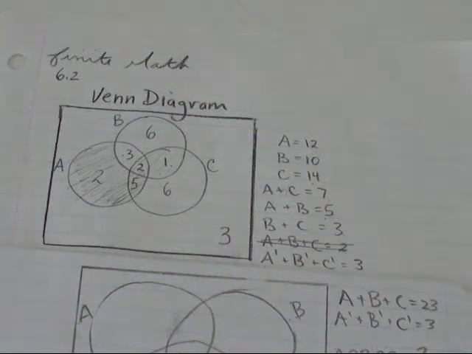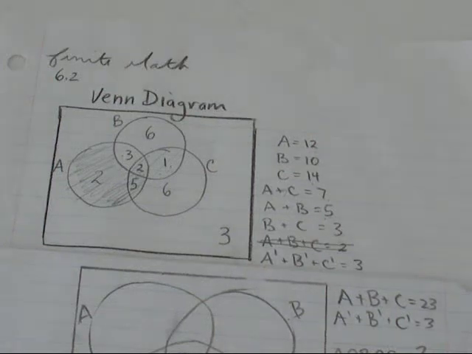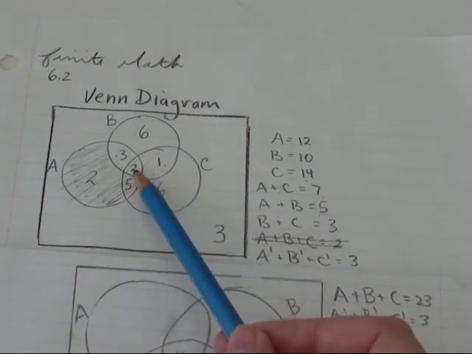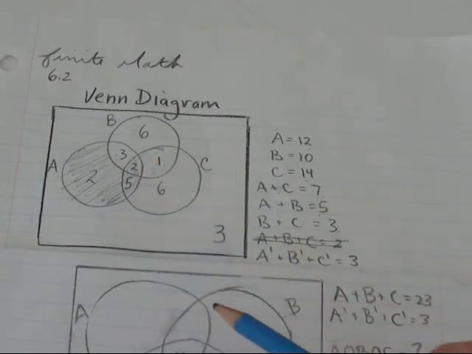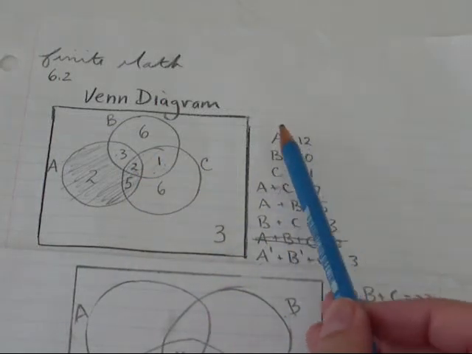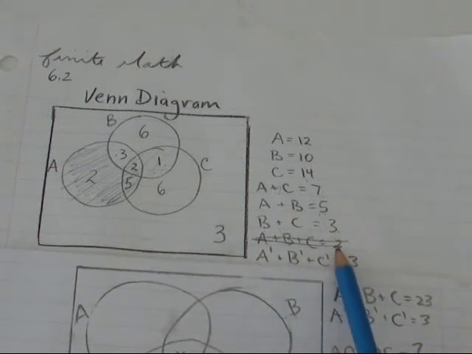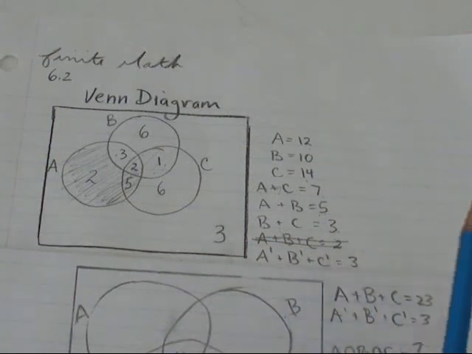Hi everyone. In this video I'm going to revisit the question from my first 6.2 video, and show you how you would go about solving this Venn diagram if you don't know what the center part equals. So I'm going to keep all this information except that A and B and C equals 2, because that was the information for the second part.